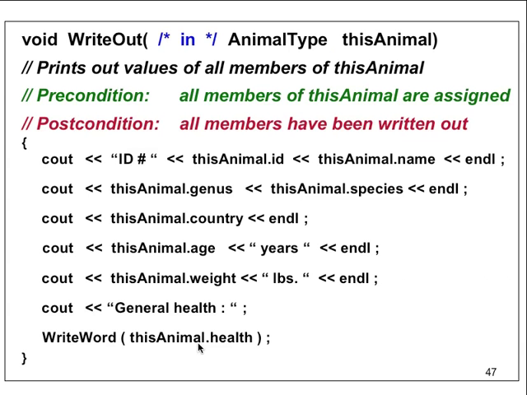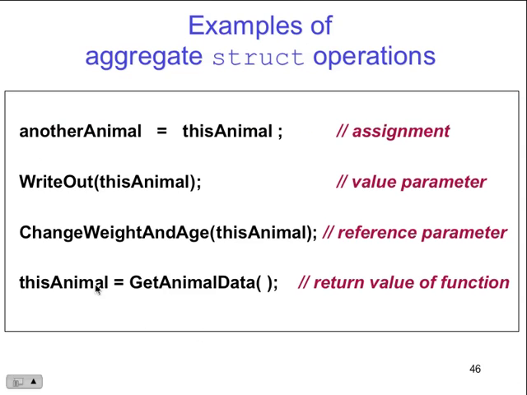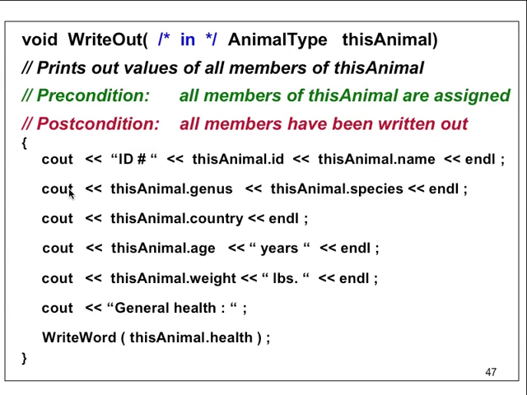Here's a write out. Let's take a look at write out. Write out is being used here. We're sending this animal, the structure, as a parameter to the write out, because we're going to send in the structure to this function and write out all the values about all the different pieces of information that this structure contains.